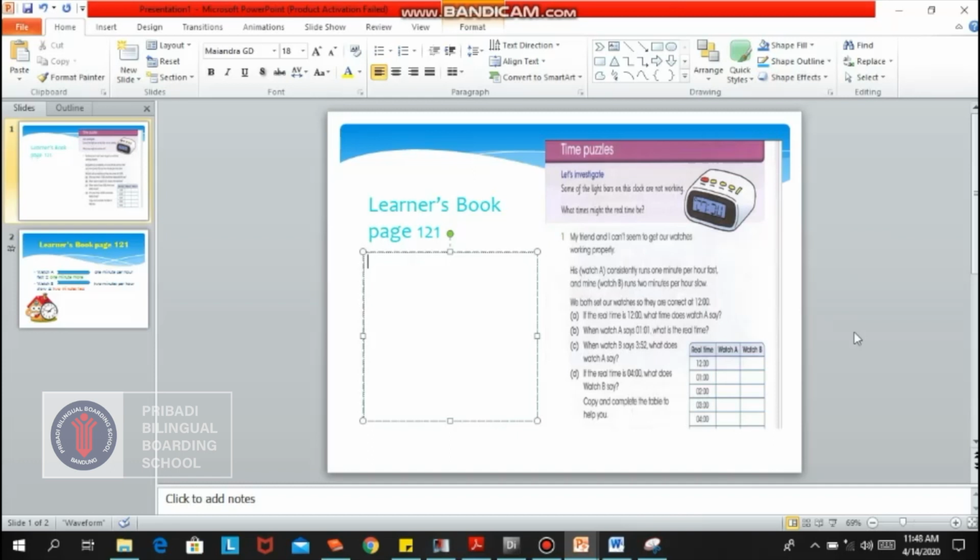Okay, make sure you prepare your learner's book and open your learner's book page 121. Have you opened it? Okay, let's start. Time puzzles, look at your learner's book. I will read these questions for you.